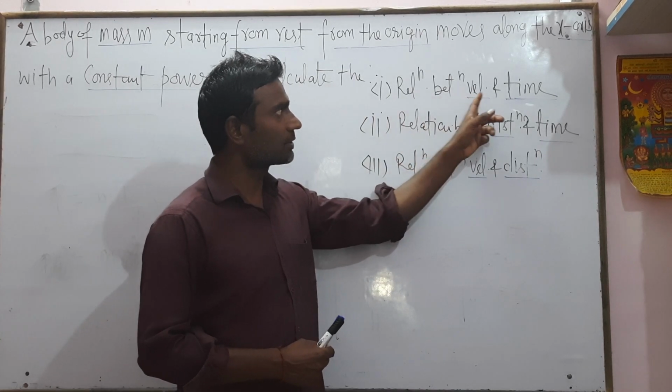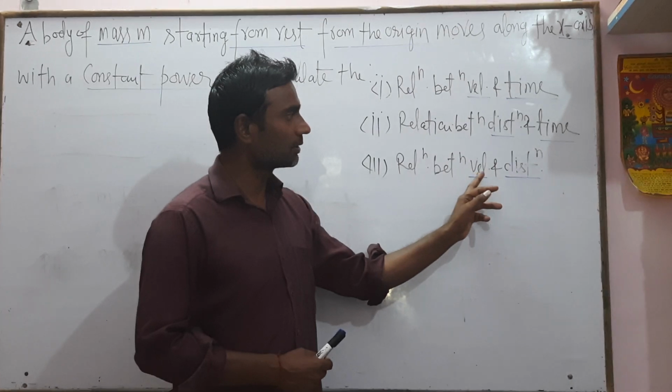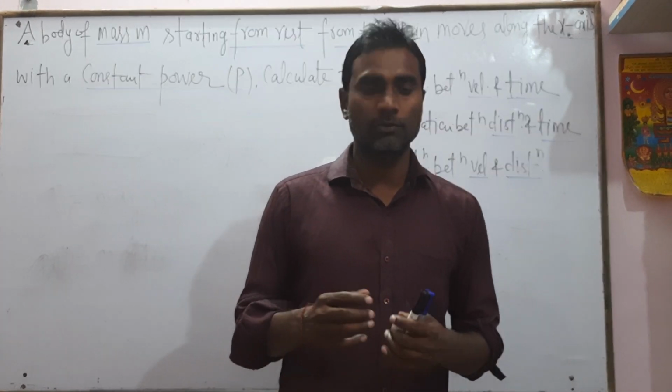The first one is the relation between velocity and time. The second one is the relation between distance and time. And the third one is between velocity and distance. So we have to calculate these three quantities.